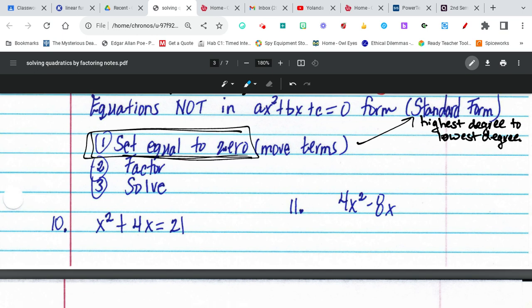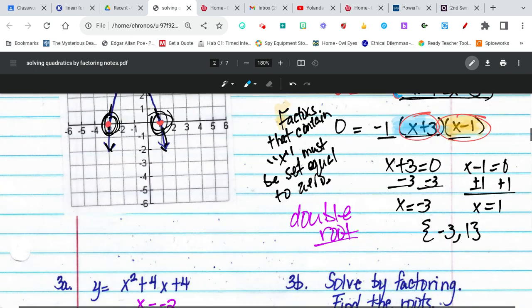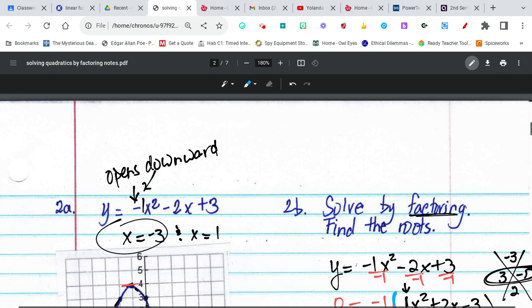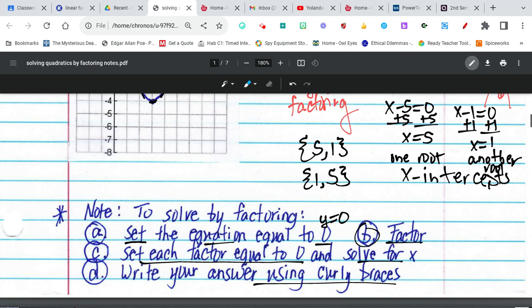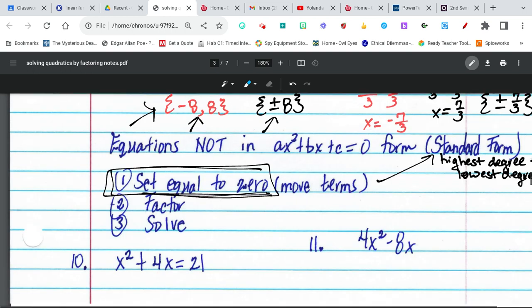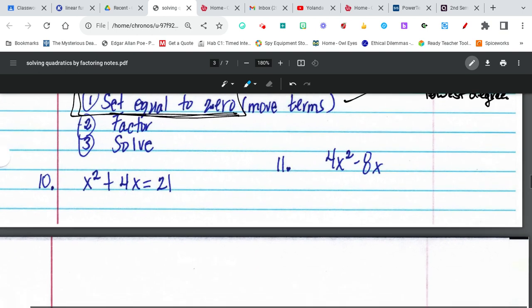Please make it equal to 0, because you can only find an x-intercept if your y-coordinate is 0. The y has to be 0. So you got to set these things equal to 0, okay? If you're not setting these equal to 0, then you're defeating the whole purpose of finding the x-intercepts.